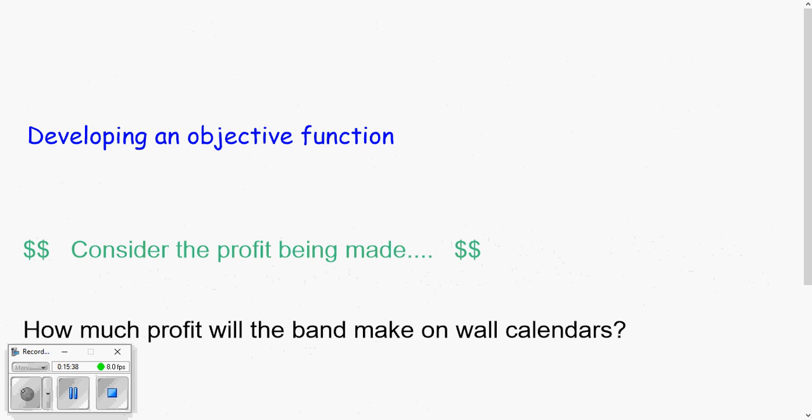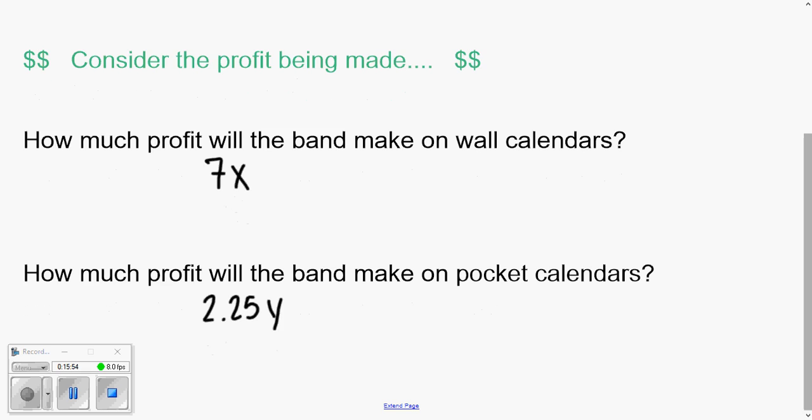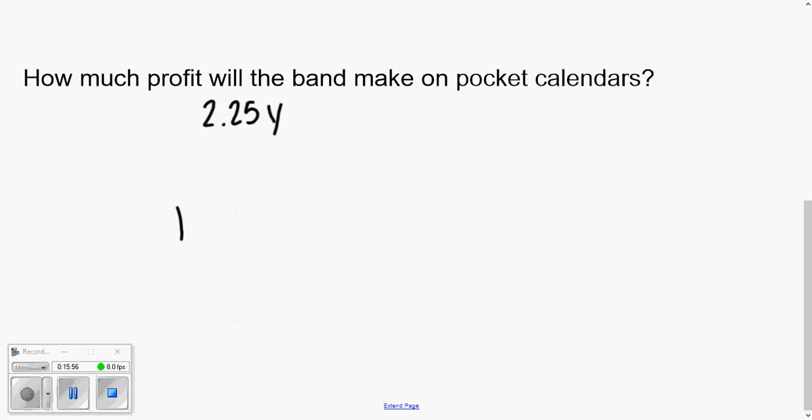The profit that the band makes on wall calendars is $7 each, so I'm actually going to write 7x, because remember the word each implies multiplication. And the profit that they'll make on pocket calendars was $2.25 each. So if we wanted to talk about an overall objective function, we would take 7x plus 2.25y. That would give me the total profit I made on pocket and wall calendars.